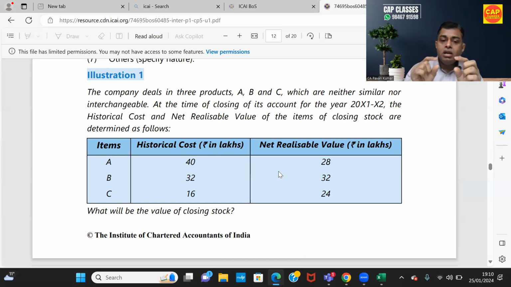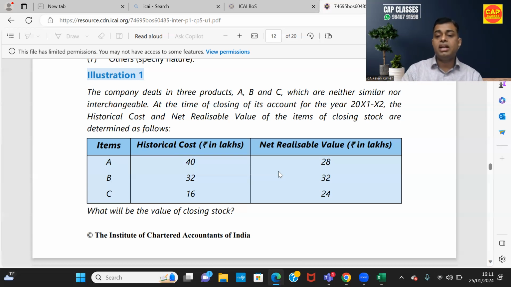When you are comparing cost or NRV, whichever is lower, you have to do it item by item. You cannot mix all the items. So the cost of all the 3 items against the NRV of all the 3 items is wrong. Each item you need to see. For item A, cost or NRV, whichever is lower, is 28. For item B, 32, same. For item C, 16 or 24, so lower is 16.